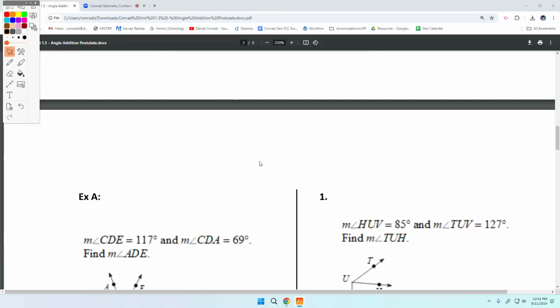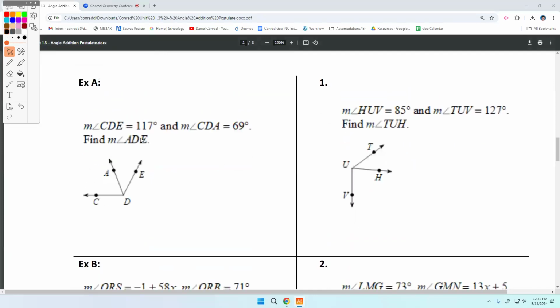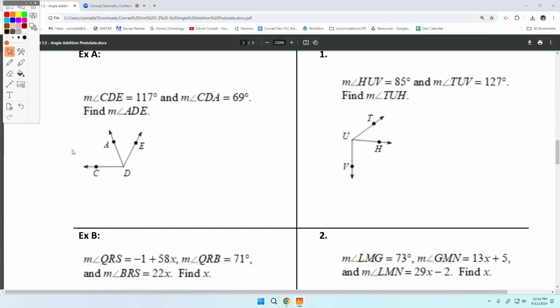Let's look at some examples. I got 5 examples and 5 problems we can work on. So the first one here, I have angle CDA, which we know is 69 degrees. Then we have angle ADE, which we don't know. And then we have angle CDE, which is the big one, all the way, CDE is 117 degrees. That's what we have to work with. We're looking for the measure of angle ADE.